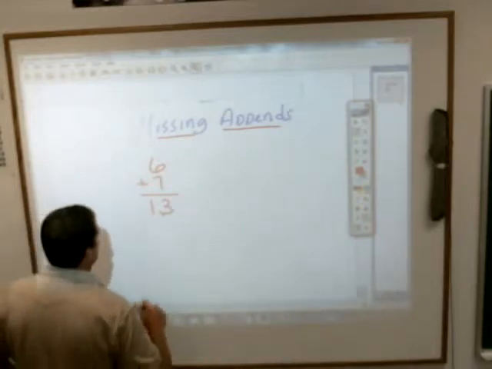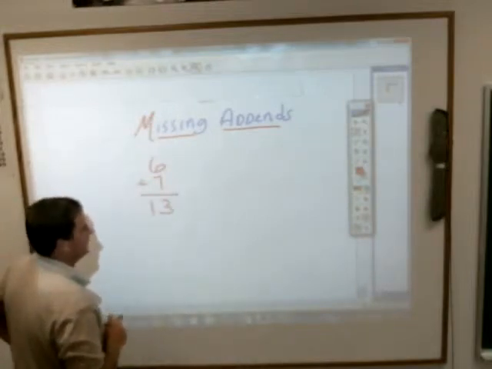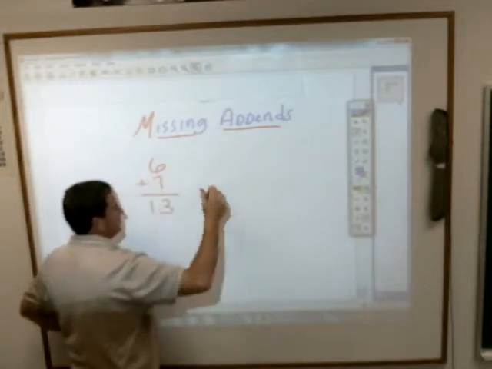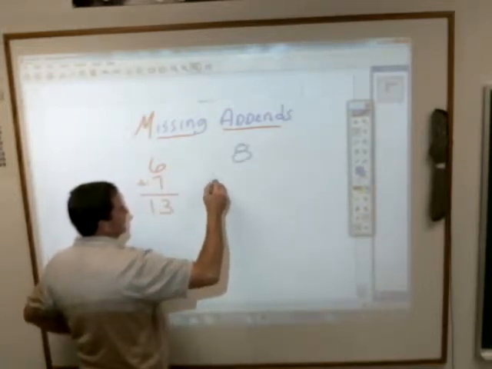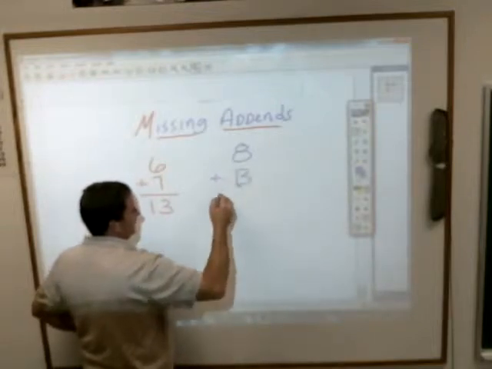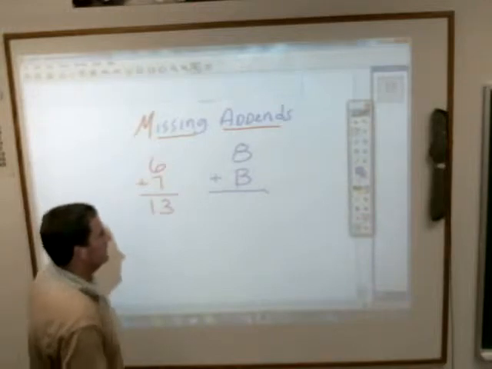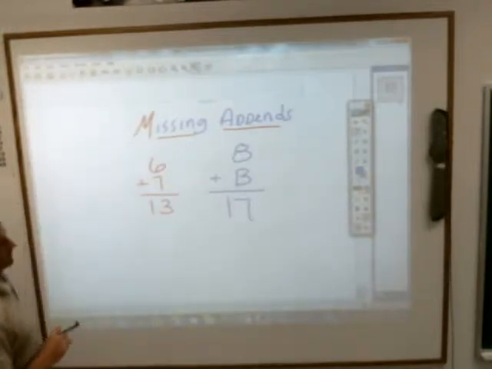Now, what's going to happen here is the book tries to be very tricky. However, I am confident that you are more clever than they. They are going to do something like this. They are going to give you like 8 plus, and instead of giving you what you're adding the 8 to, they're going to give you a letter which stands for that, and then they'll tell you what this adds up to.